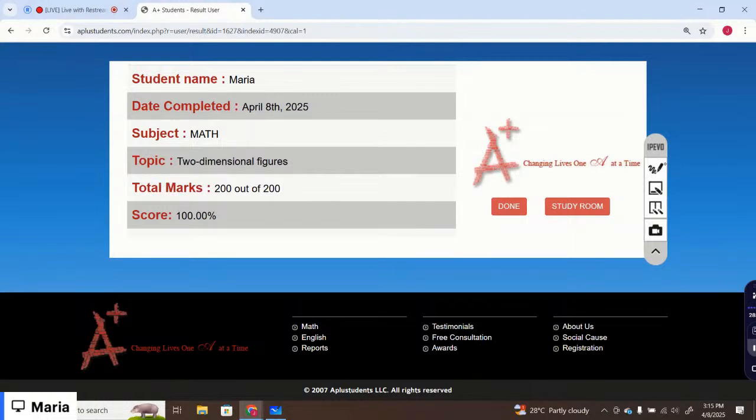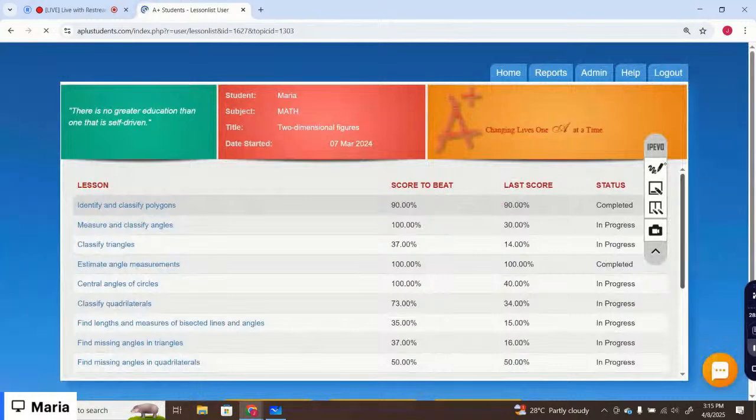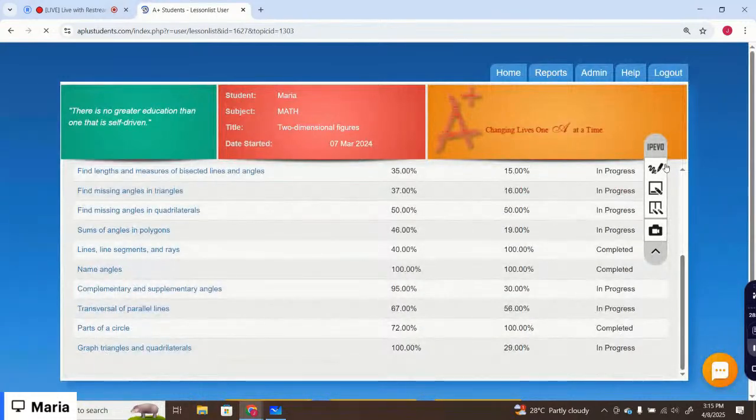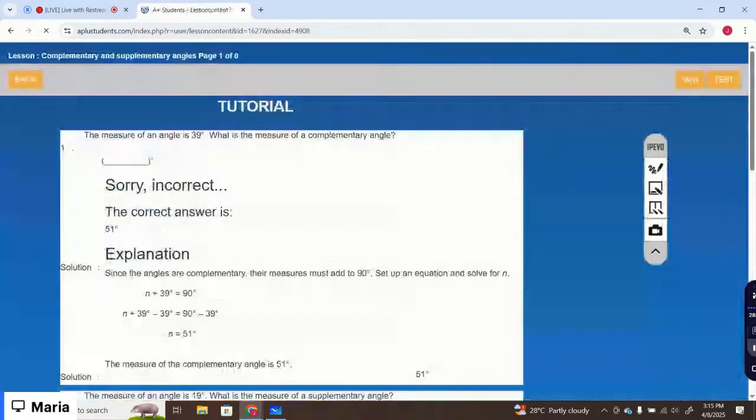The next lesson is complementary and supplementary angles. The measure of an angle is 39 degrees. What is the measure of the complementary angle? Complementary angles are the angles that sum to 90 degrees, right?